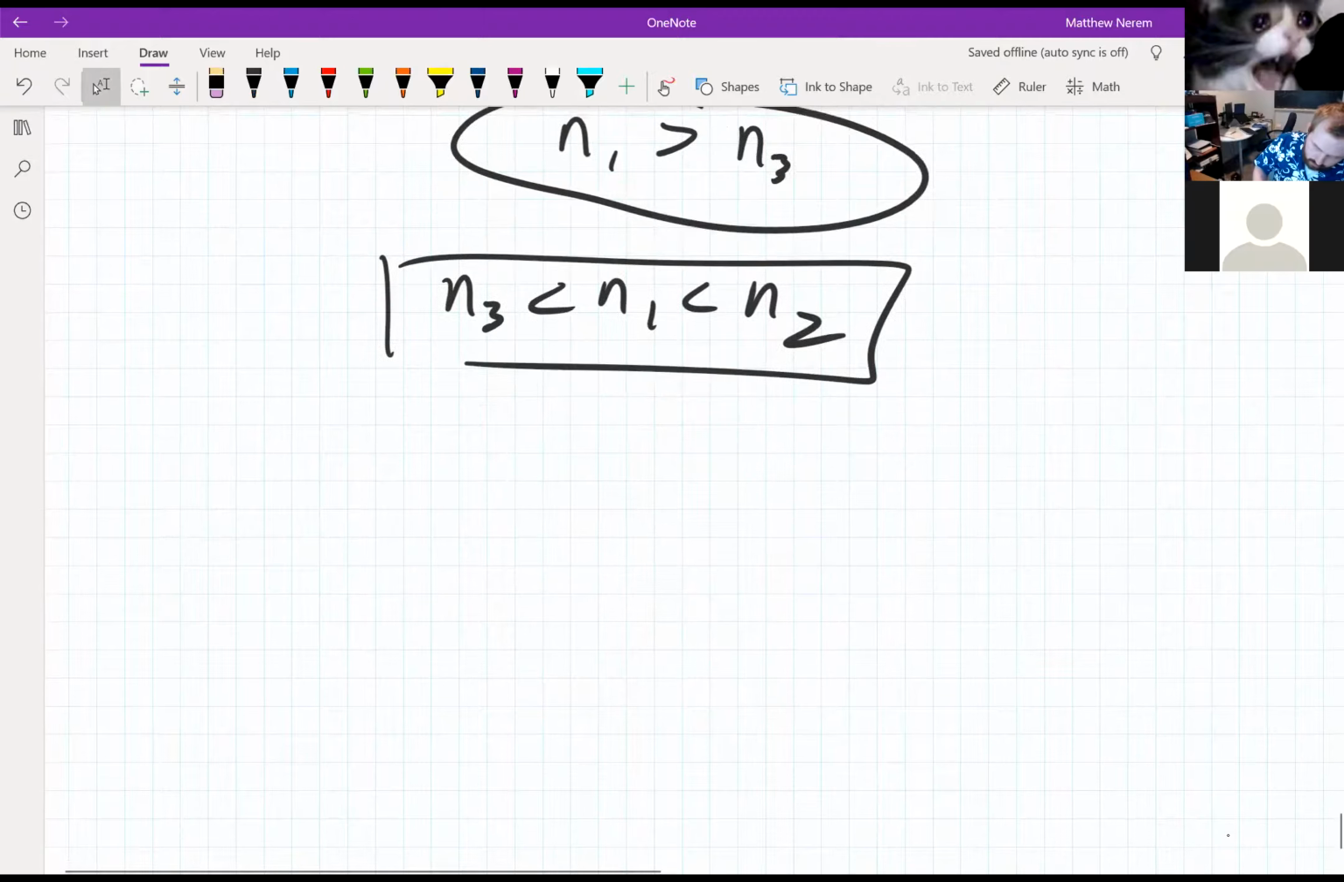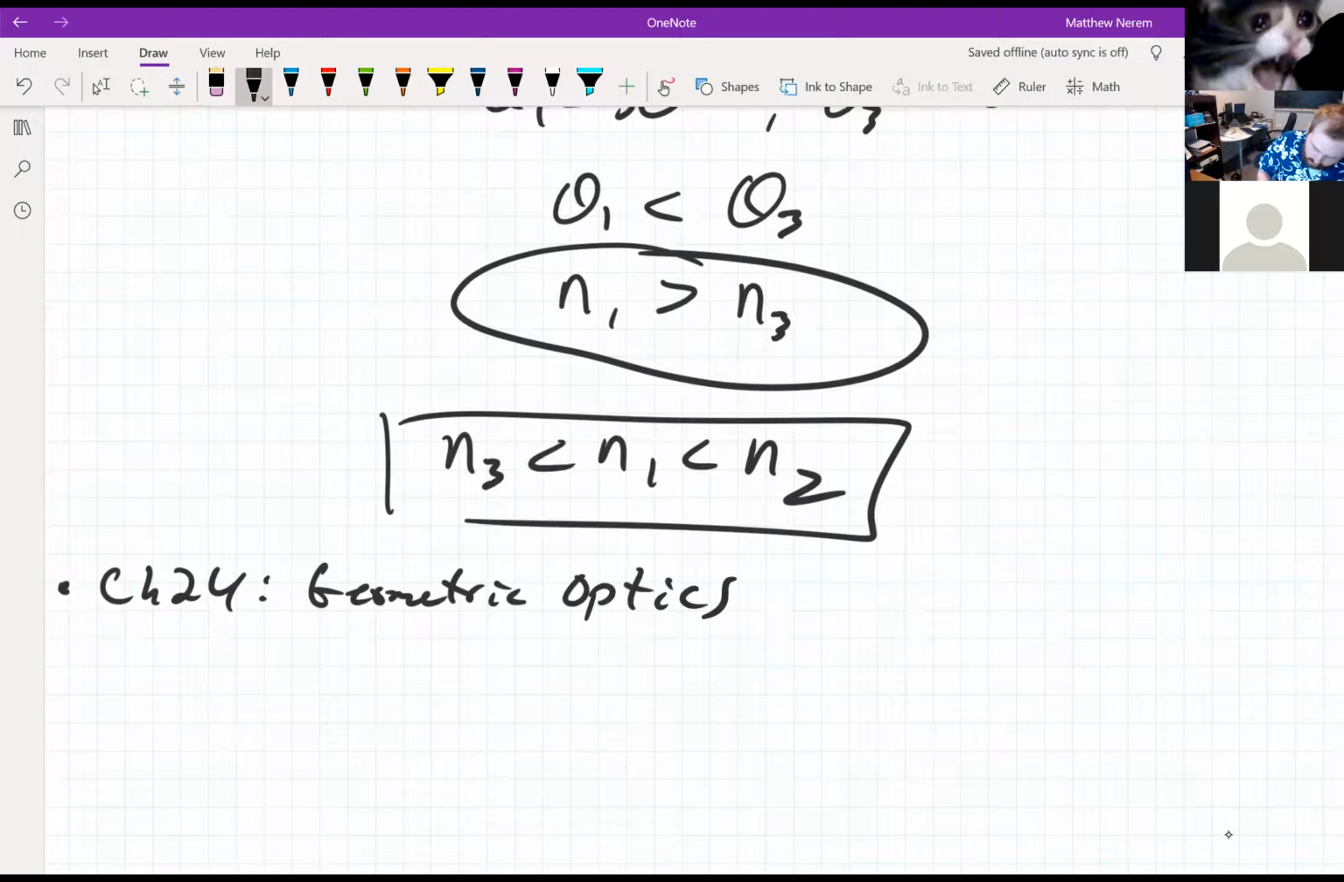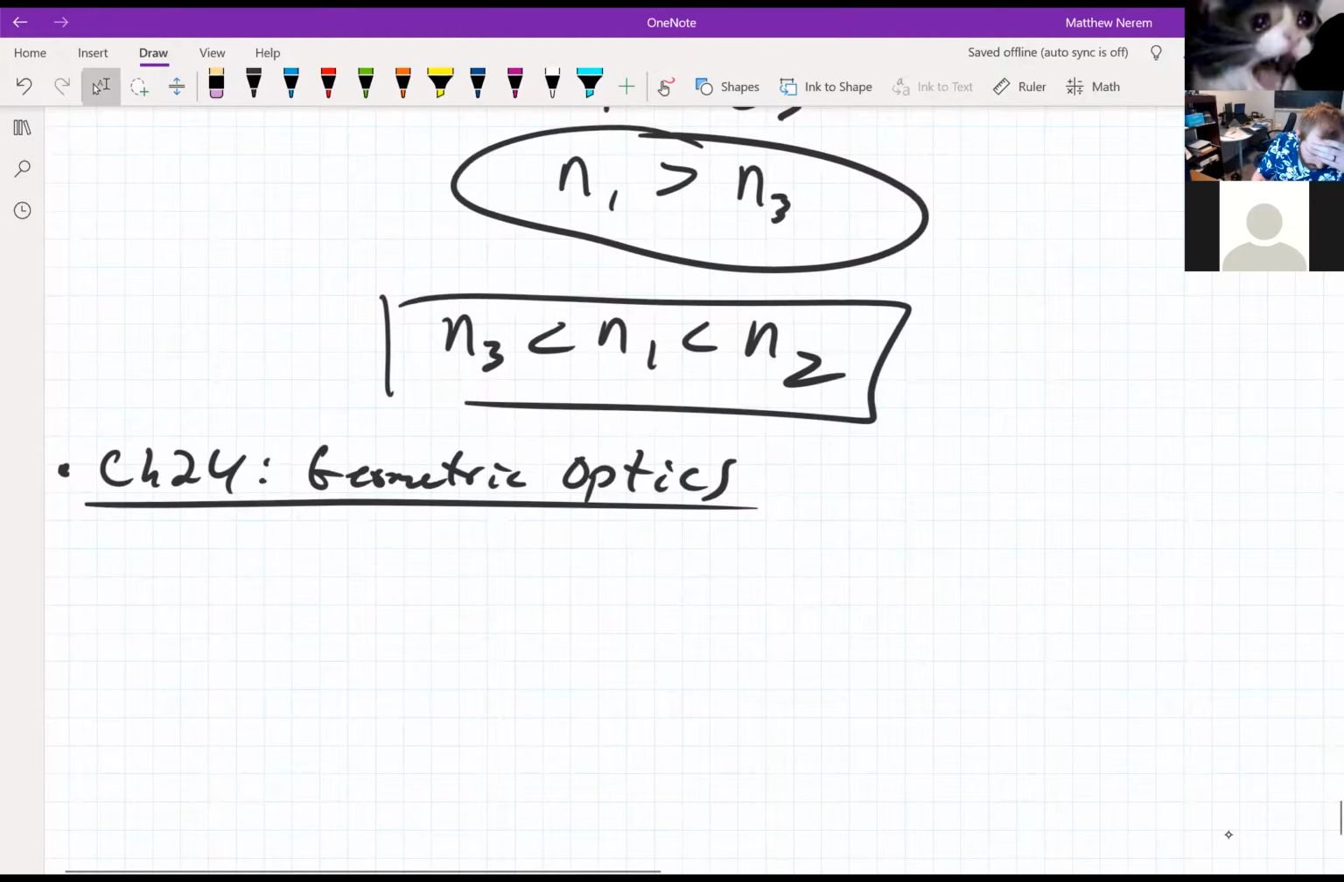So try not to go too far away. All right. Chapter 24, Geometric optics. Sines, right? Rays, right? Let's go through this. All the equations we need.